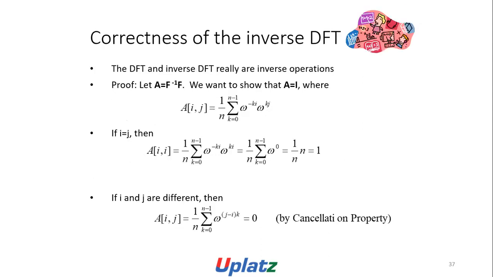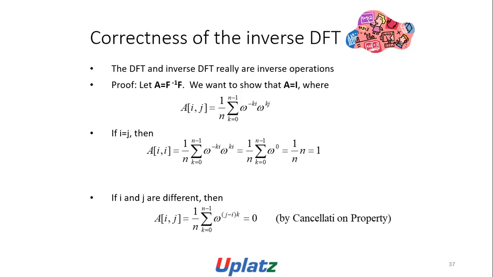Correctness of inverse DFT. The DFT and inverse DFT really are inverse operations, that is, A is equal to F inverse times F. We want to show that A is equal to I, where A_ij is equal to 1/n times the sum over k from 0 to n minus 1 of omega^(-ki) times omega^(kj).